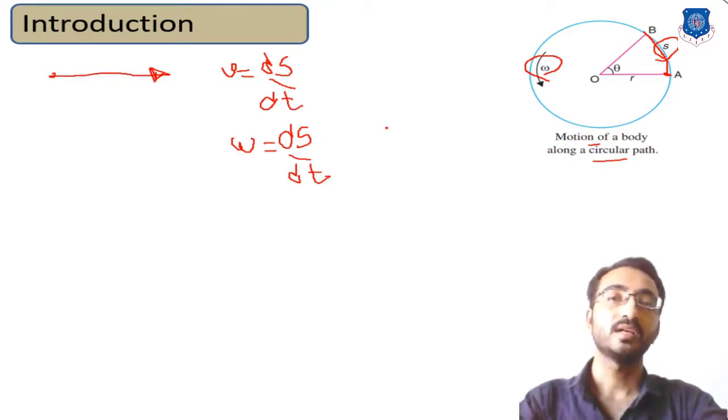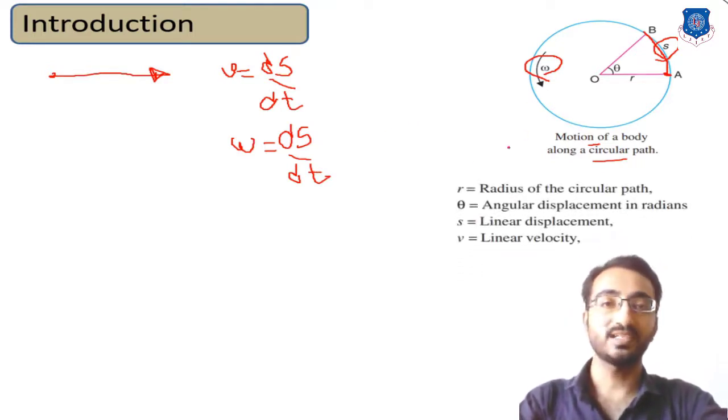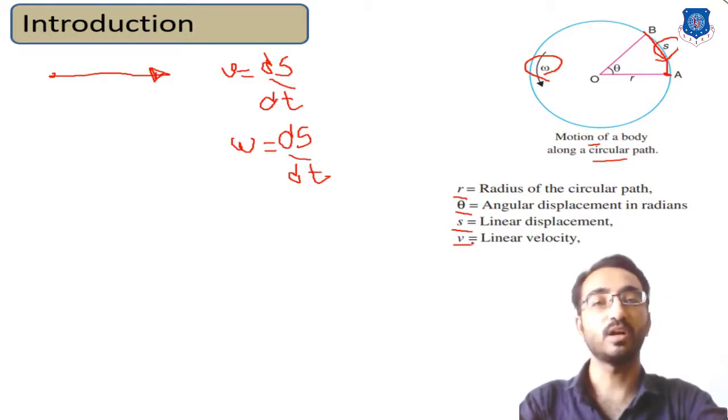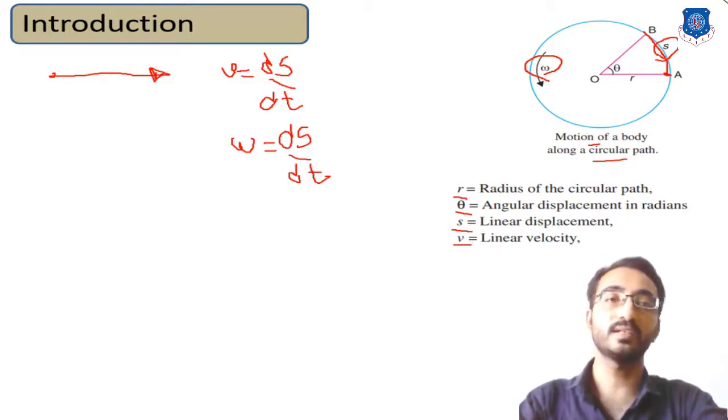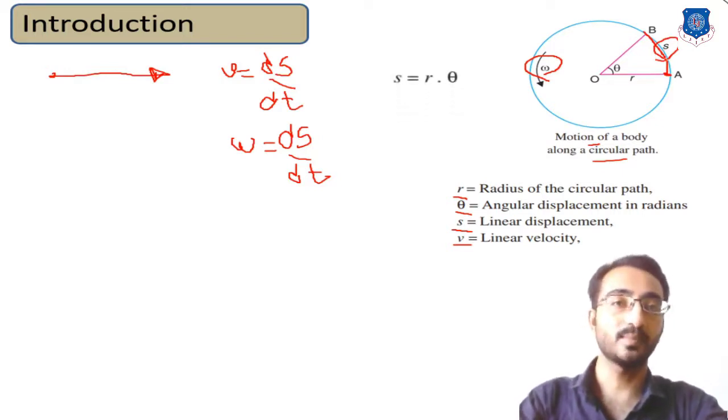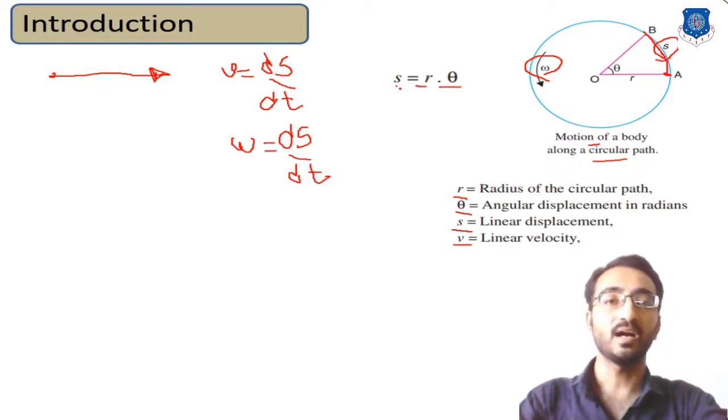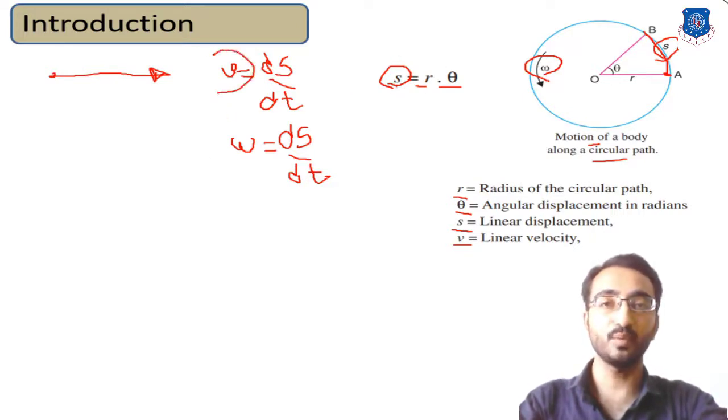Now let's consider a few basic terms: r as radius, theta as angular displacement, s as linear displacement, and v as linear velocity. First we have to calculate the value of s. Angle is equal to arc upon radius, or arc is equal to radius into angle. So the linear displacement s is equal to r into theta. By using this relation we will derive the relation between linear velocity and angular velocity.